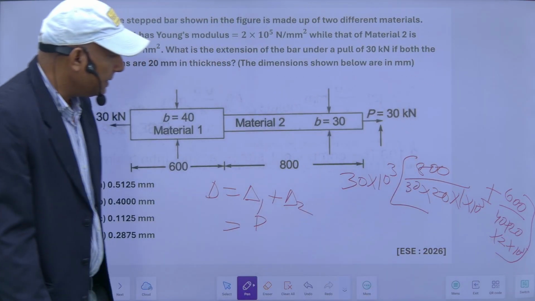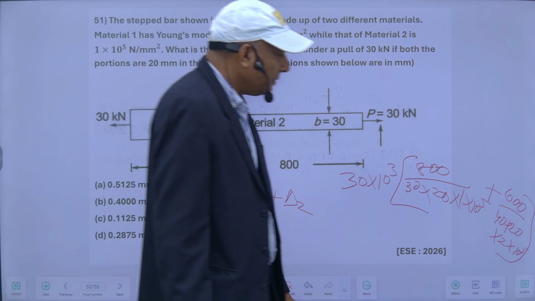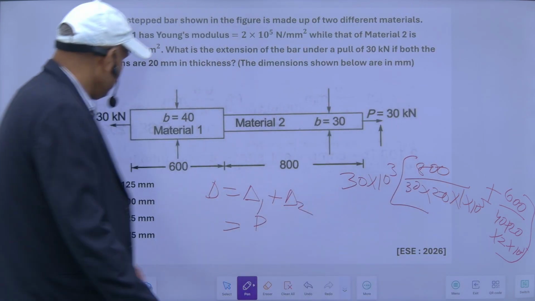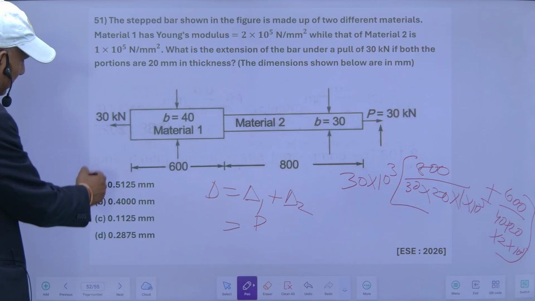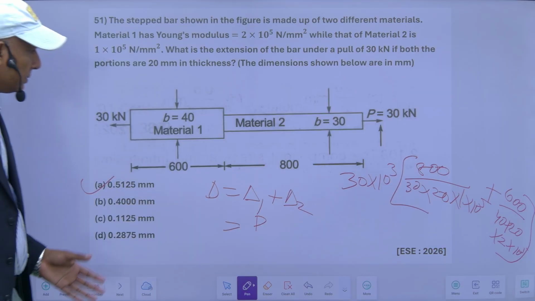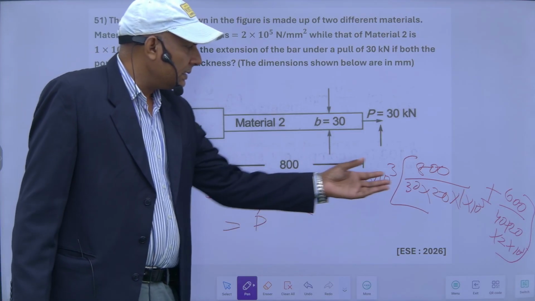So this will give its total elongation, and that will finally come out to be, I am not going in depth, this will be the correct answer, delta 1 plus delta 2. So apart from the load, everything is varying here.